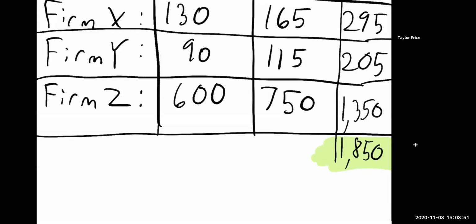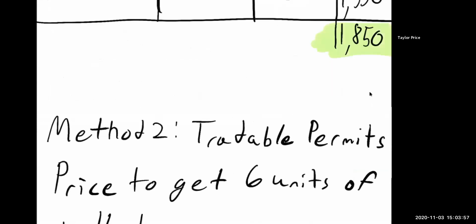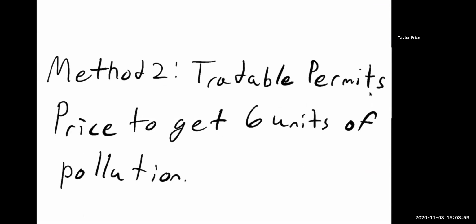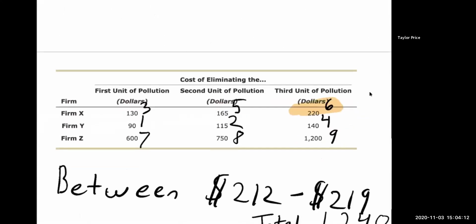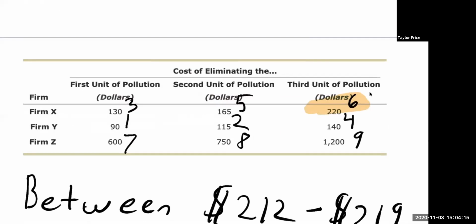Now we're going to talk about method 2. Method 2 is the market-based policy, and it's tradable permits. In this case, each firm is given permits, and each firm is given 2 permits. We can see here the cost of pollution to each firm again, but this time we'll notice something a little different. This time I've actually numbered each cost of pollution based on the dollar amount. So remember, we have 6 total units that the government wants pollution reduced by.